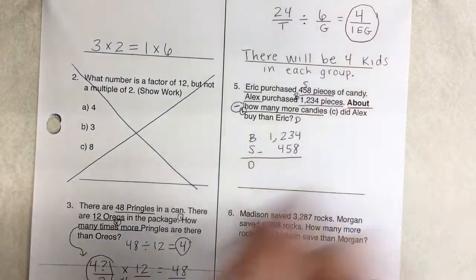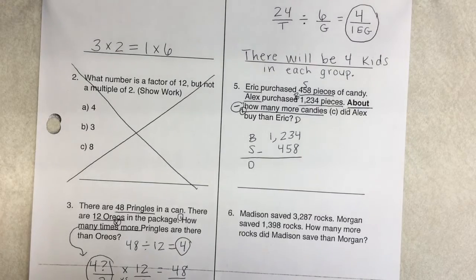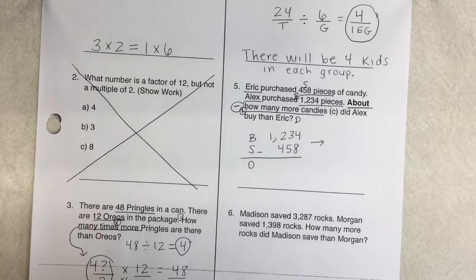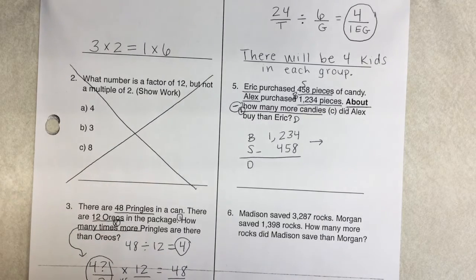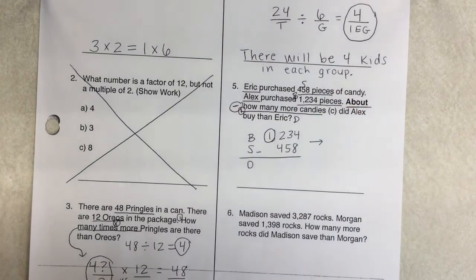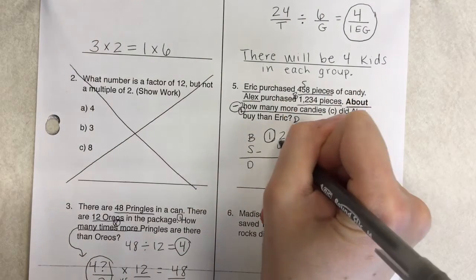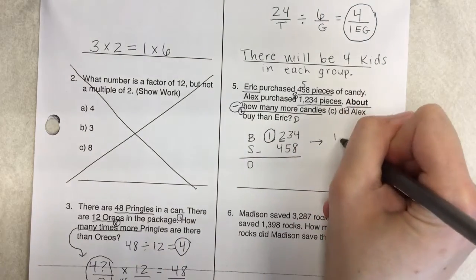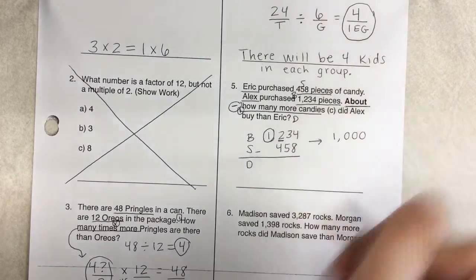I underline this word about here. That means I need to round. So I'm not going to solve it like this. I'm going to draw an arrow, and I'm going to round. I always round to the biggest place. So my biggest place here is in the thousands. I'm going to circle that 1. I look to the right of it to the 2. My rounding rule is 5 or above, give it a shove. 4 or below, let it go. There's a 2, so I can just let it go and round to 1,000.